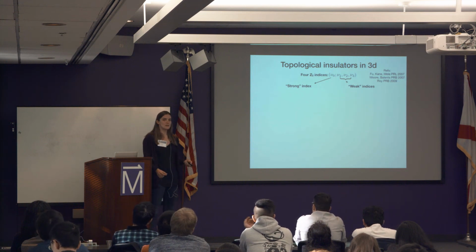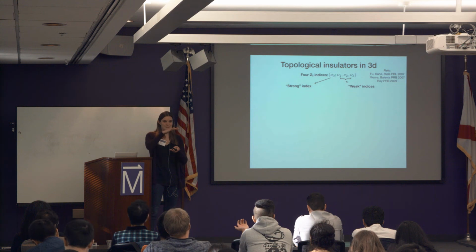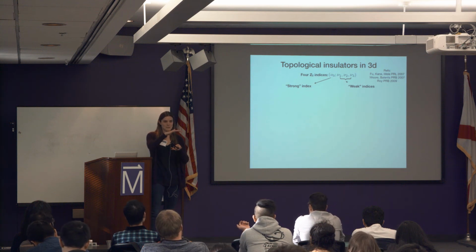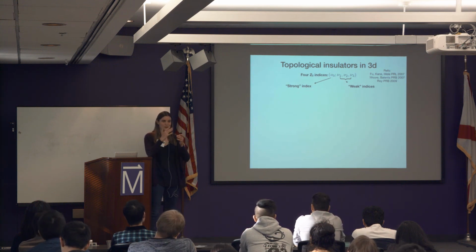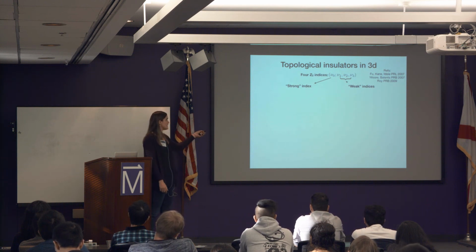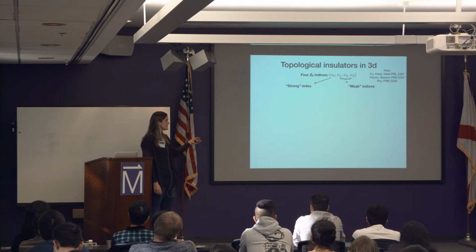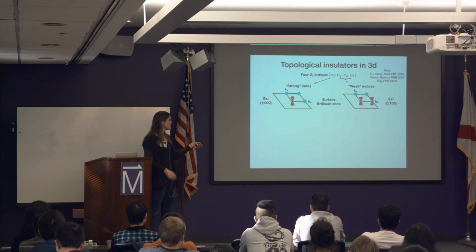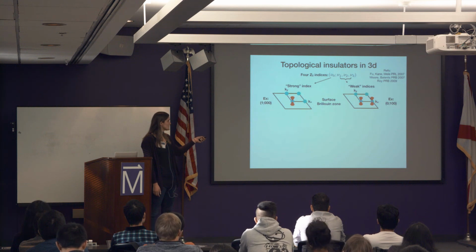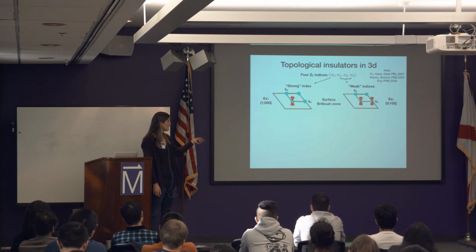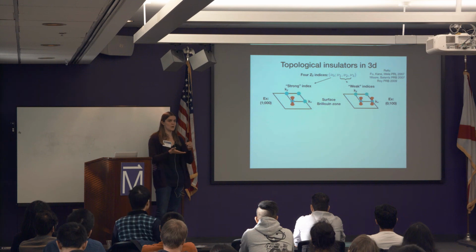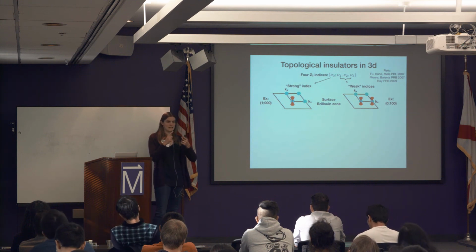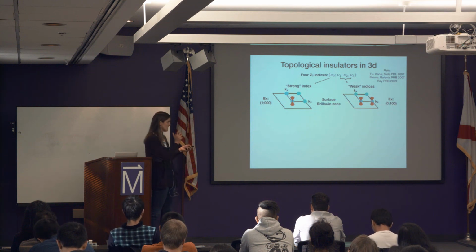In 3 dimensions, we can consider the two-dimensional index of different planes, the k equals 0 plane and the k equals pi plane. We can do this in all different directions, and that gives us 6 different invariants. But they're not all independent of each other. There's 1 strong index and 3 which are called weak indices. What these strong and weak indices correspond to is, instead of Kramers pairs, we get whole Dirac cones. In a 3-dimensional system, the surface is 2D, and so a band crossing in one direction has to be rotated around both directions, and that gives us a Dirac cone.